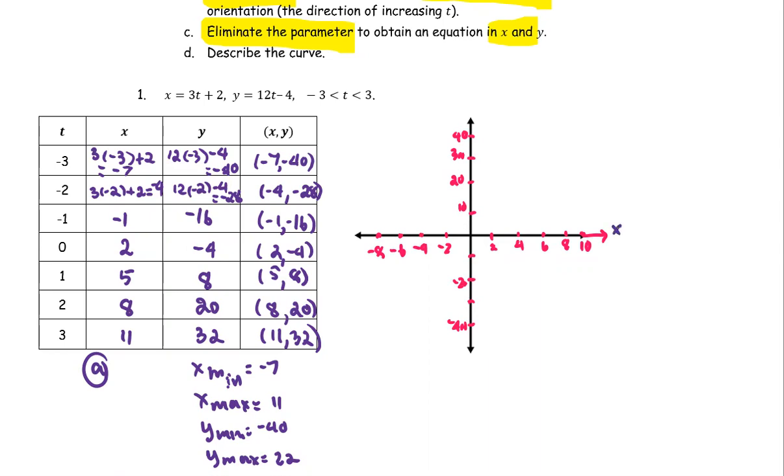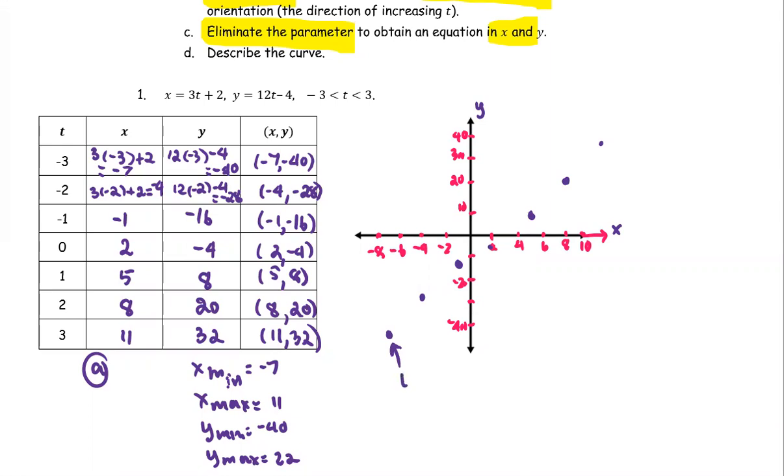And then plot the other pairs on this plane. This is the xy plane. -7, -40 for the first ordered pair. -4, -28, -1, -16, 2 and -4, 5 and 8, 8, 20, 11, 32.